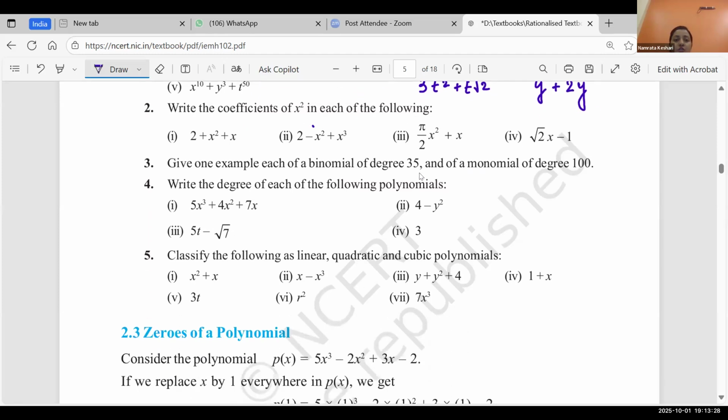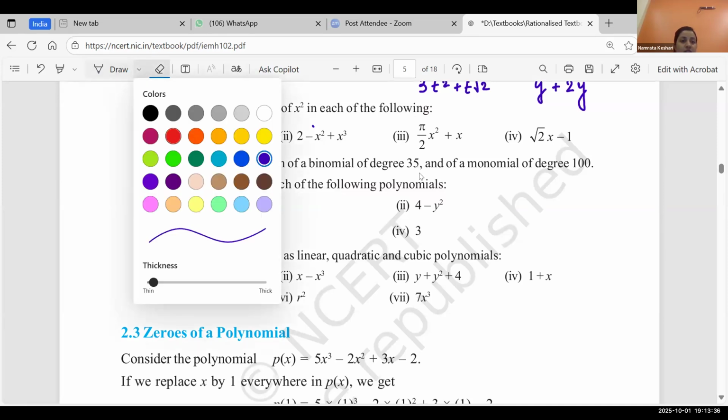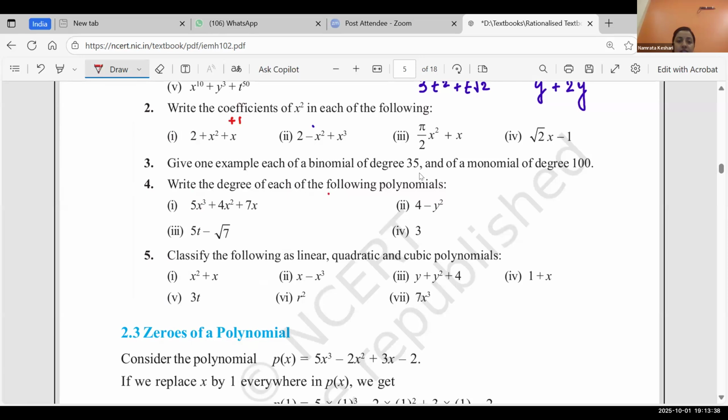What is the coefficient of x square? First one: positive 1. Next: negative 1. Next: pi by 2. Pi by 2 is a number, we will not get confused with it. Pi by 2 is the coefficient. Next: 0. Number 3 we are not going to do, this is a practical based question. For your exam, 1, 2, 4, 5 we will be doing.